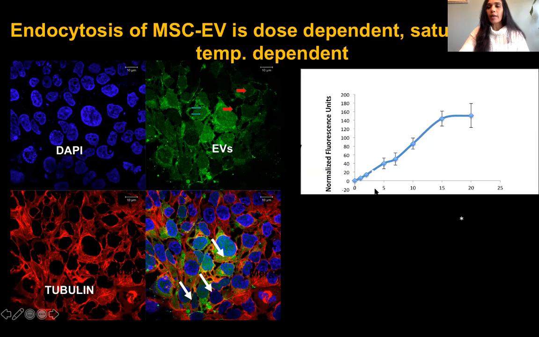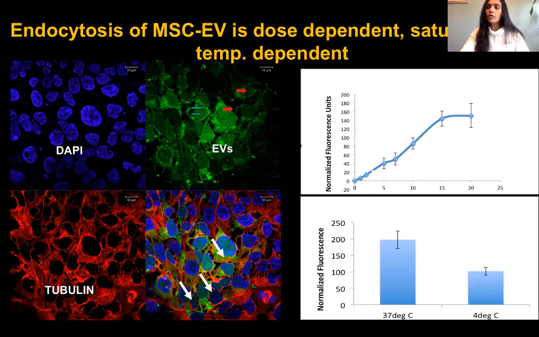Then we did a time and dose dependent study to understand this endocytosis process, and we concluded that EV endocytosis is time and dose dependent, and it is saturable. At some point, it gets saturated. Definitely, it's a receptor mediated process. We also evaluated the temperature dependency, and we found that when the cells are kept at 4 degrees centigrade, there is reduced EV intake.